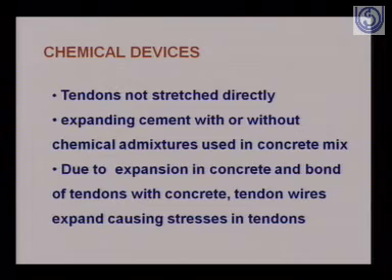The fourth type of devices are chemical devices. What happens in chemical devices? Here tendons are not stretched either by jacks or thermally or electrically. We are not stretching the tendons directly. We are using some chemicals for providing stresses in the structural member. The chemical we generally use is, first of all, the cement in the cement concrete. We can use expanding cement, which expands on setting, or in addition we can use some chemical admixtures in the concrete.